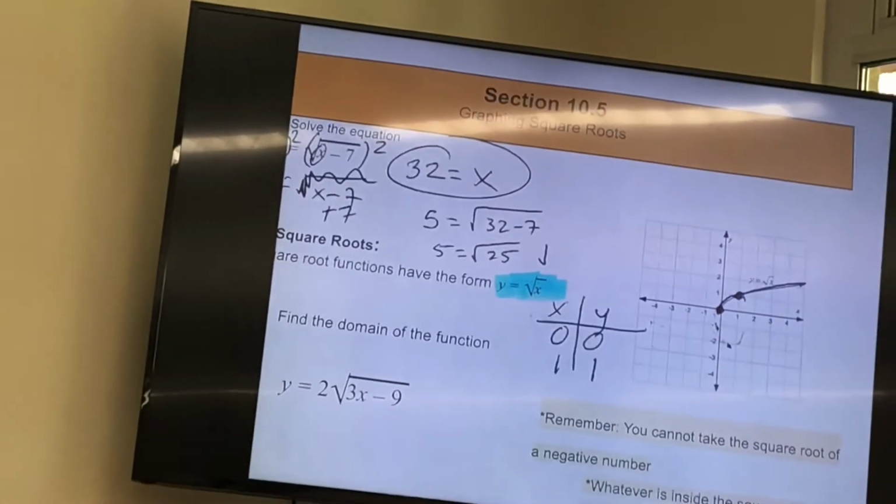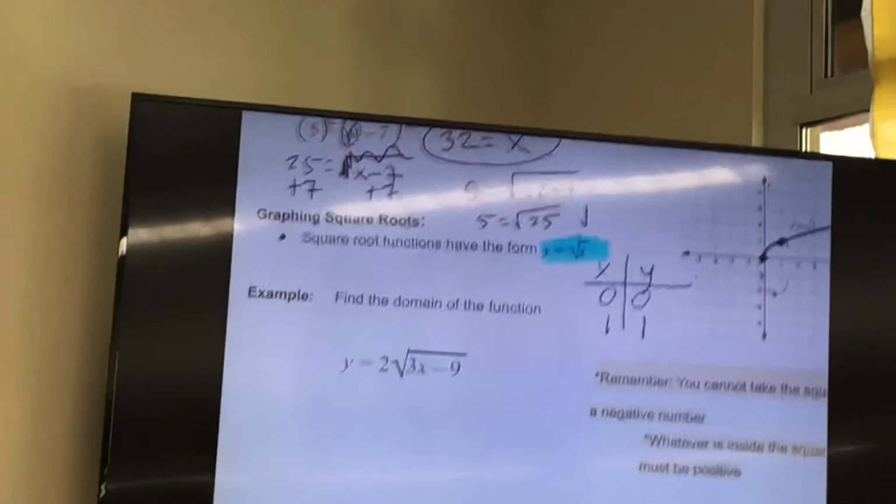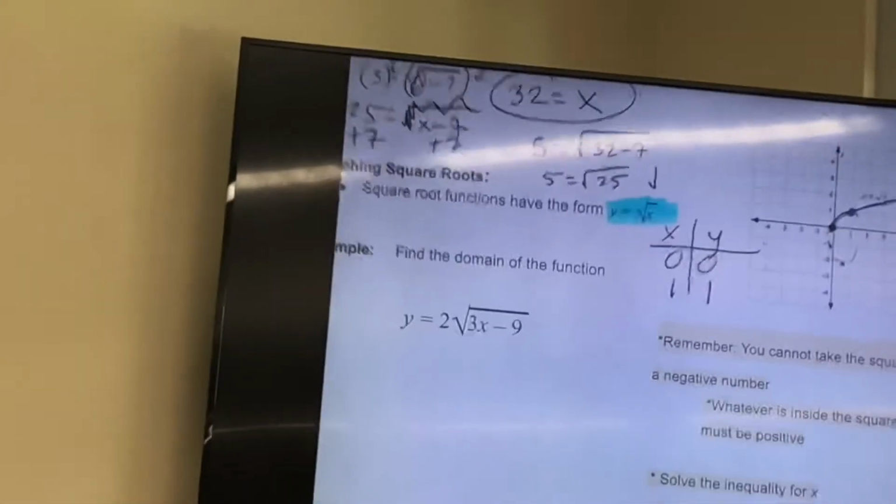So the first example. Kind of like a shooting star, huh? Yes, Miss May, kind of like a shooting star.